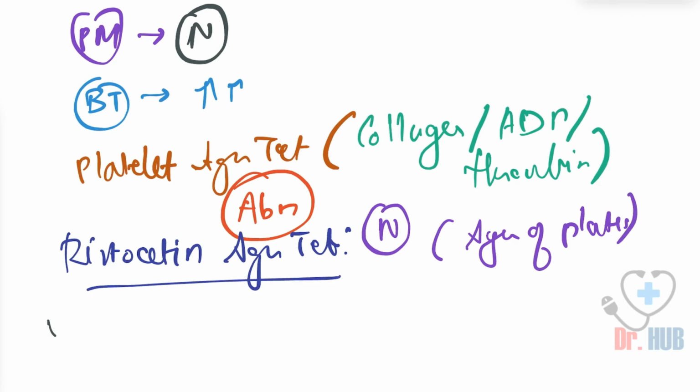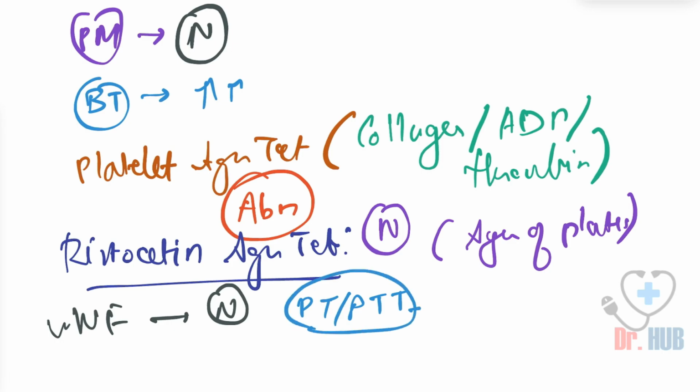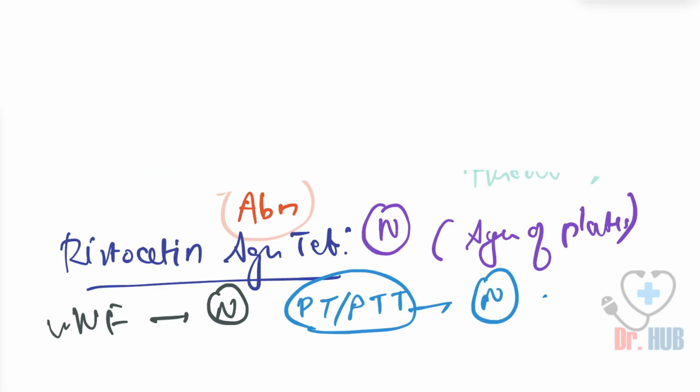Next we have the VWF, the von Willebrand factor, and its levels are normal. When we look at the PT and PTT, those levels are again normal. Then we move on to answering our questions.